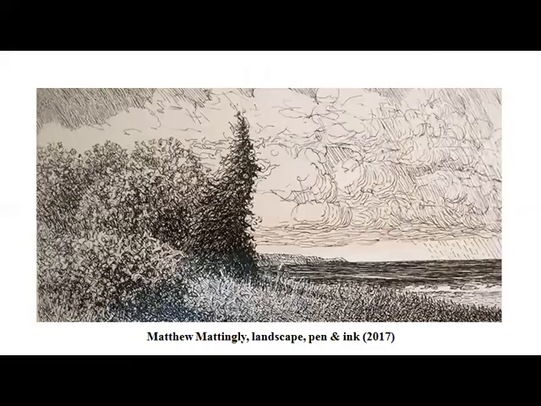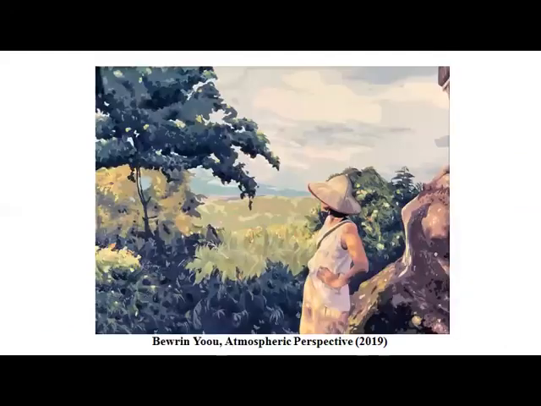Matthew Mattingly produced a rainy landscape using pen and ink. Observe the strokes on the foreground and the background. This eye-catching painting of Burin Yu laid much emphasis on accurate depiction of light in its changing qualities through atmospheric perspective.